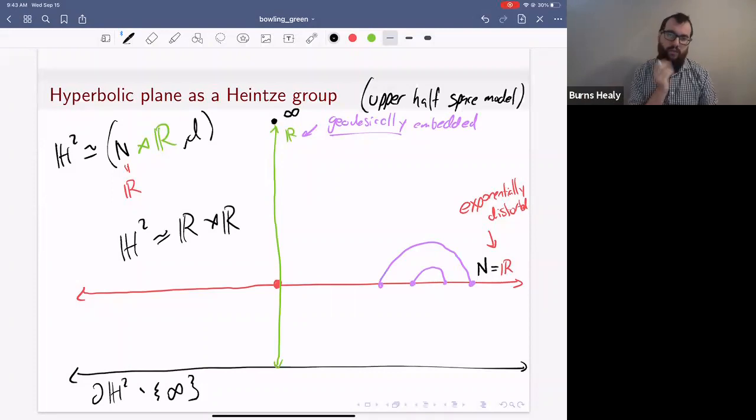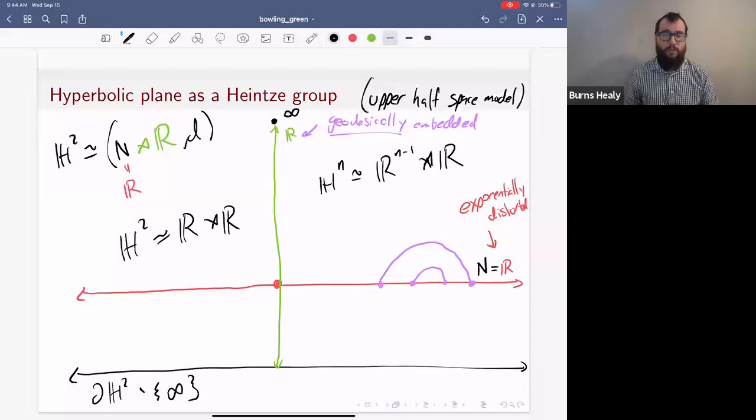All right, so in this case H2 looks like R semi-direct R, but when you get to higher rank symmetric spaces, in general, when I look at H^n, the Lie group that I'll see is some copy of R^(n-1) semi-direct R. Okay, that's the solvable Lie group model.